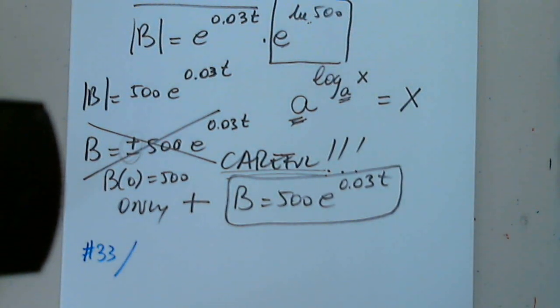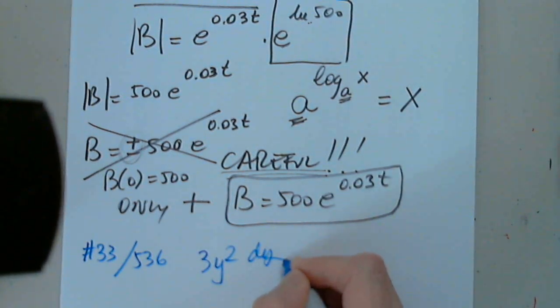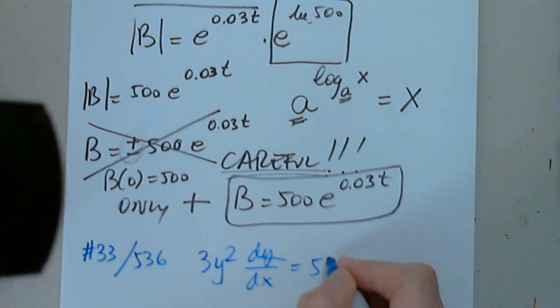33, but this time we are on the next page, 536. Okay, so we have 3y squared dy over dx equals 5x. So solve by separating the variables. And we're not given an initial condition here, so we're going to determine the general solution. Then we're going to look at this set. We're going to choose maybe another one from here and another one from here.